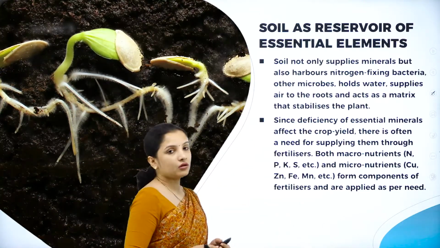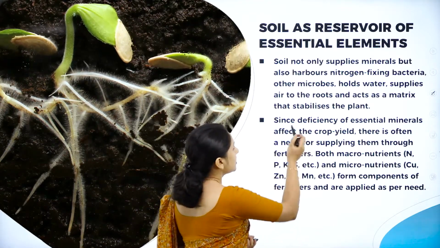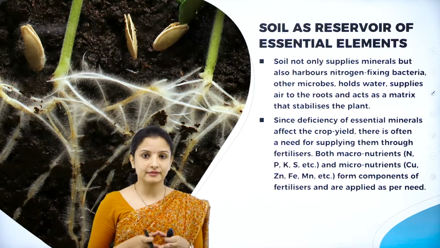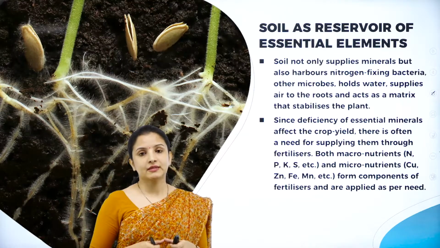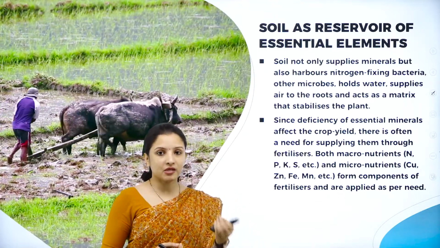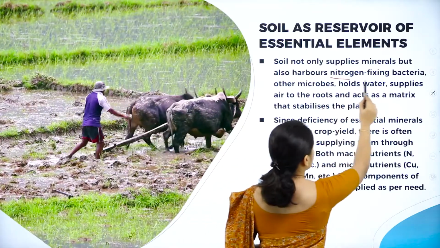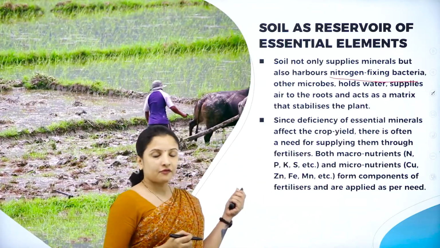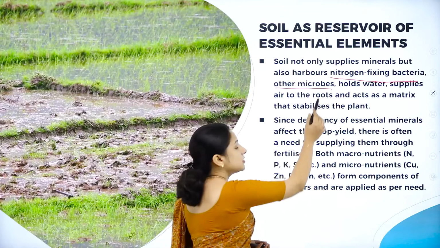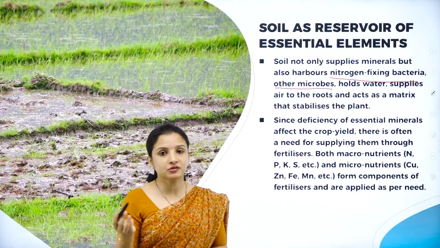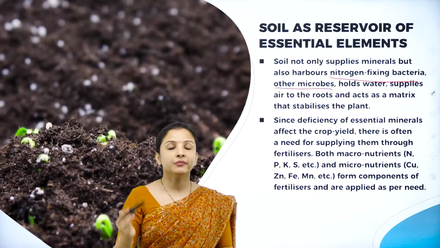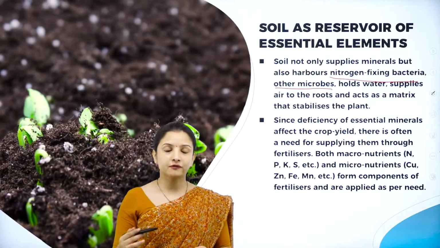Not just that, soil not only supplies minerals, but in the soil there is also a presence of a large number of beneficial microorganisms, right? Thousands of organisms, some of which might be pathogenic and some of which might be beneficial to the plants. One such beneficial microorganism is the nitrogen fixing bacteria. Apart from the nitrogen fixing bacteria, there are also some other microbes. The best example I had mentioned in my previous sessions is Pseudomonas. Pseudomonas doesn't help in nitrogen fixing, but they are also beneficial to the plants because they help the plants to take up phosphorus properly from the soil.